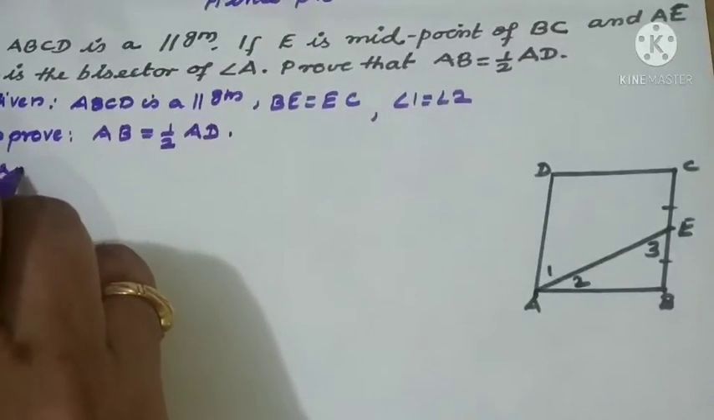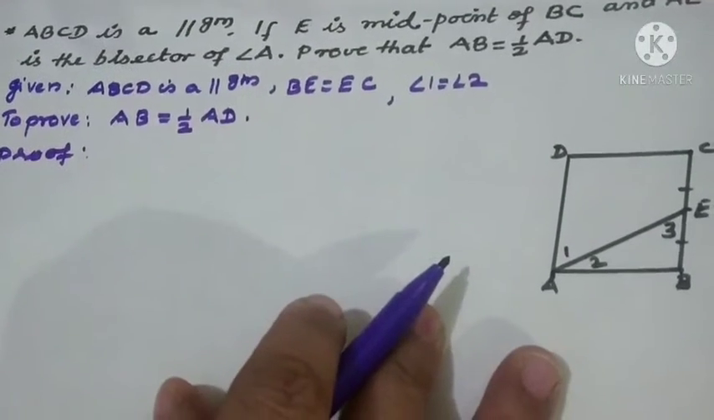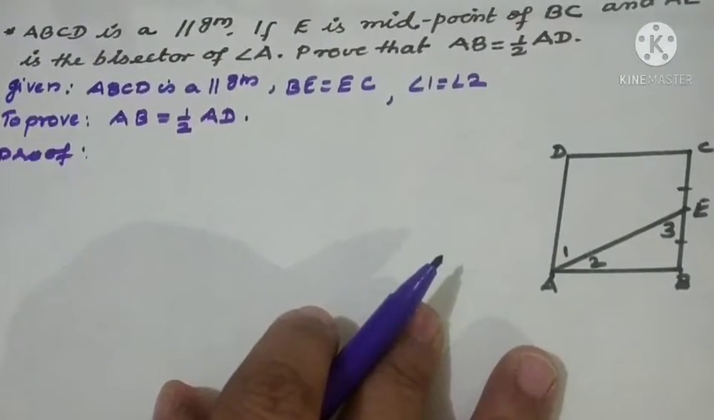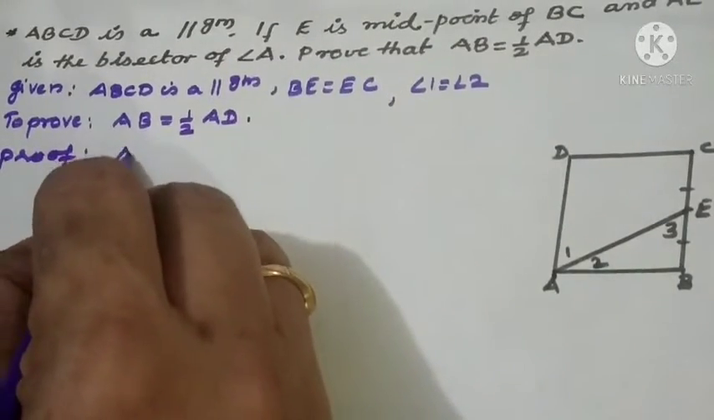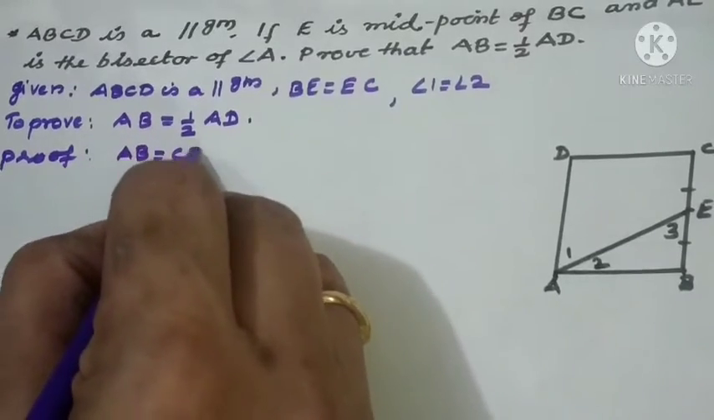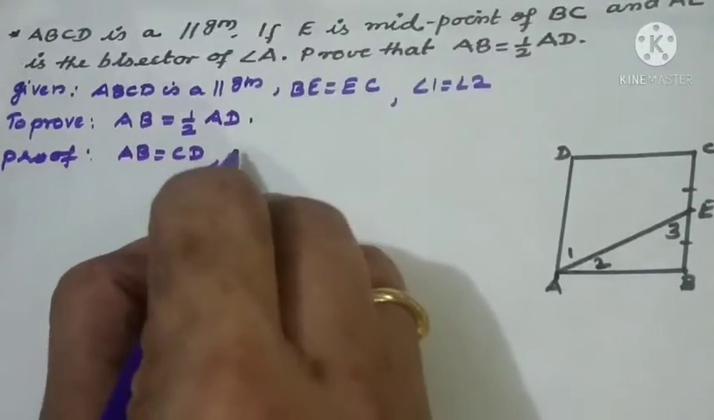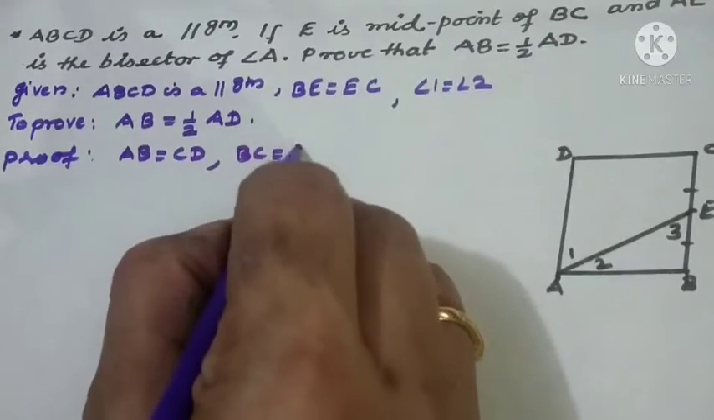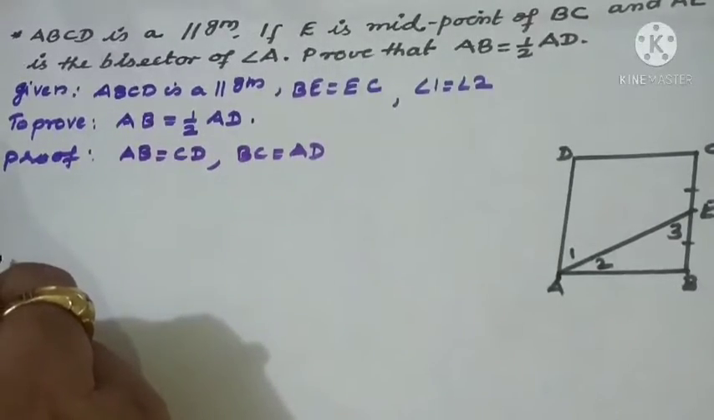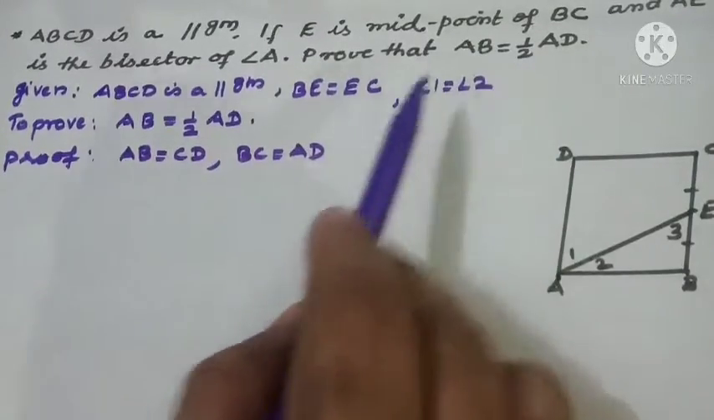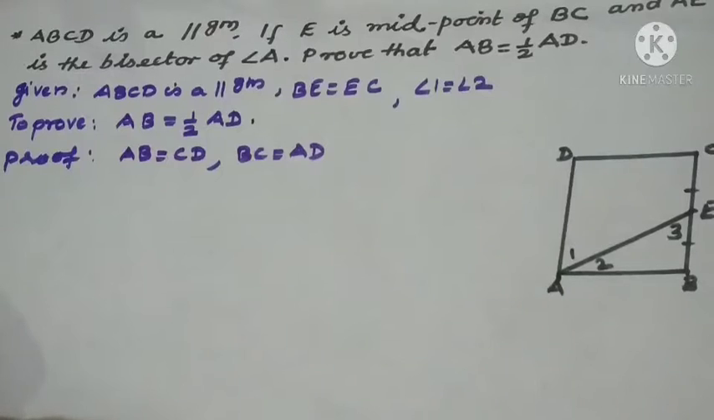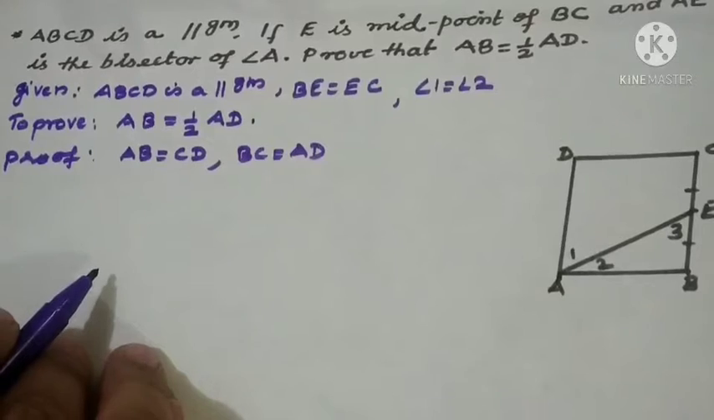Proof. Since ABCD is the parallelogram, what we can say about AB and CD? Both are equal. AB equal to CD and also BC equal to AD. We have to prove that AB equal to half AD. It is already given that AE is the bisector. That means angle 1 equal to angle 2 is given there, right? Because of the bisector property.